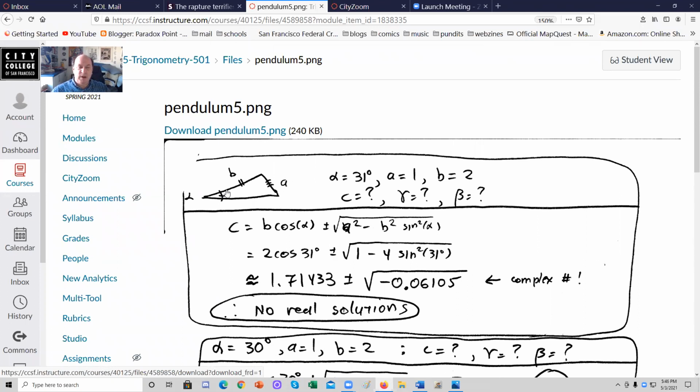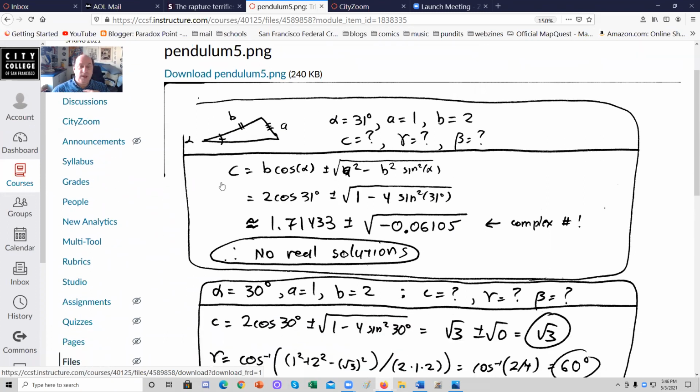if alpha is 31 degrees, A is 1, and B is 2, what's C? Well, C is B cos alpha plus or minus root A squared minus B squared sine squared alpha. That's 2 cos 31 degrees plus or minus the root of 1 minus 4 sine squared 31 degrees, that's 1.711433 plus or minus the square root of a negative number. Oops, square root of a negative, no real solution, only complex solutions. There's no real solution to this. I leave open the question how to define a triangle with complex sides with that.